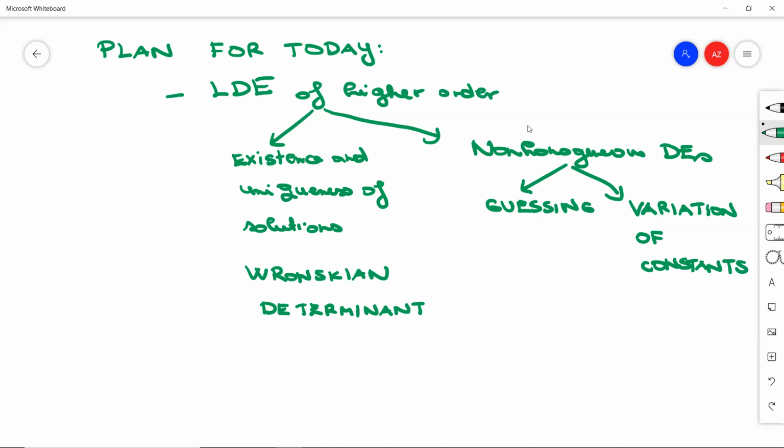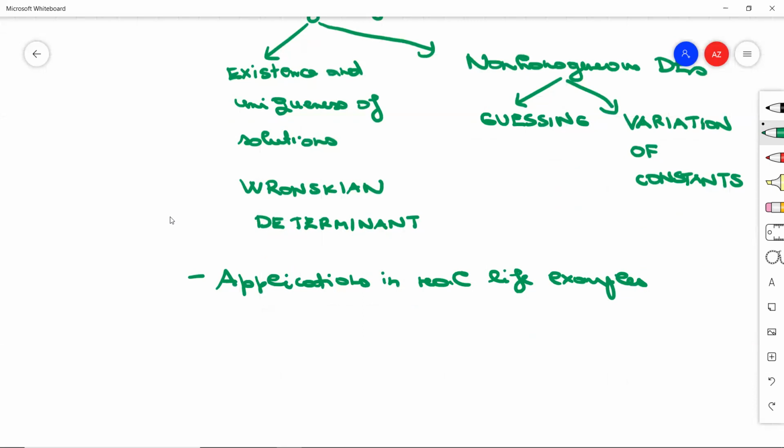And at the end, which will be the final topic of this course, we will study applications in real life examples. And the most studied case is vibrations, so vibrating pendulum. We'll see the application of all possibilities. Either we have only homogeneous vibration, and then we'll also add some damping factors, and at the end also the impact of force.